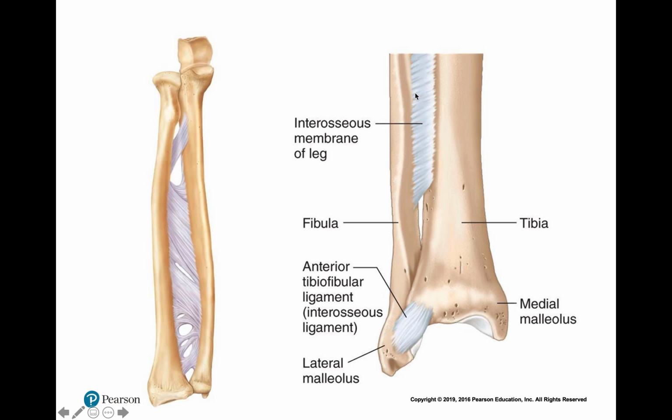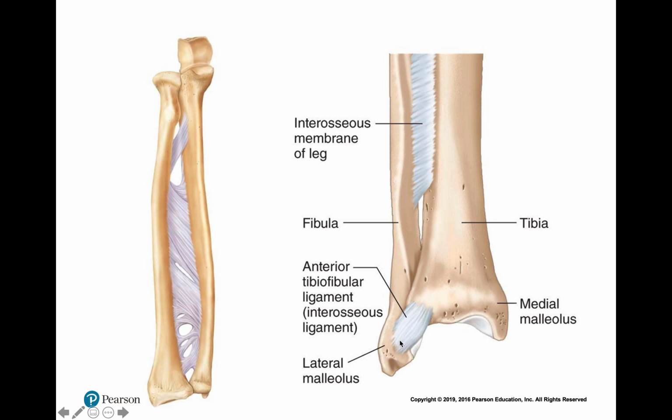And because it's a sheet-like structure, we give it a specific name. It's called an interosseous membrane. Interosseous, meaning between two bones. Membrane, because it's a sheet-like structure. This is an example of a syndesmosis joint. Down here, between the distal end of the tibia and the distal end of the fibula, we see a band. So this is dense regular connective tissue. This is also dense regular connective tissue.